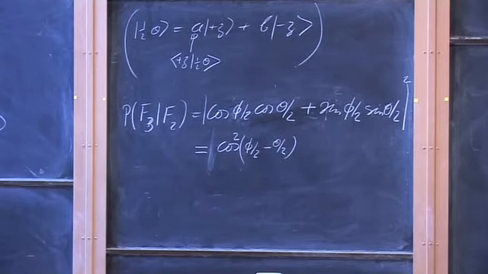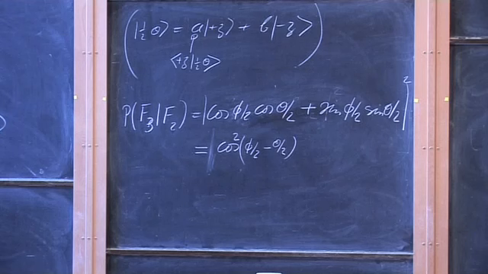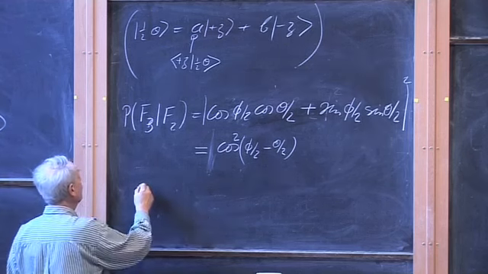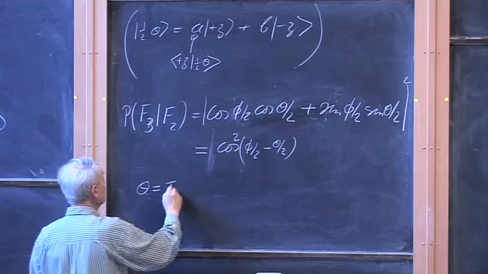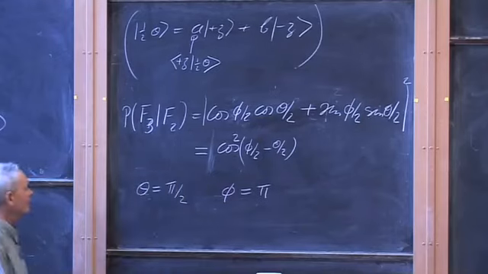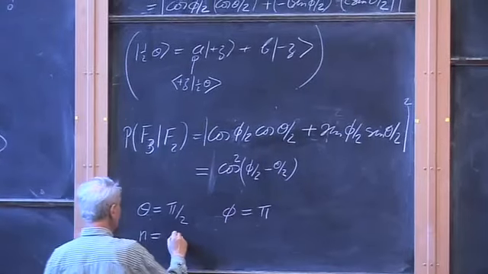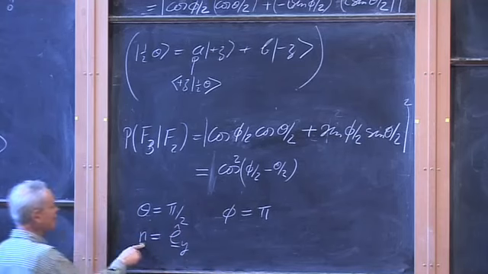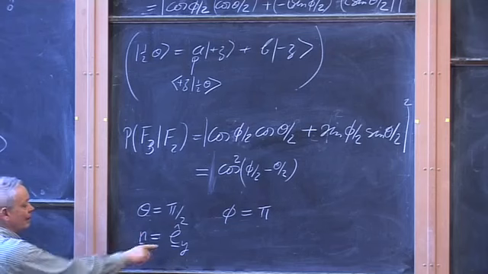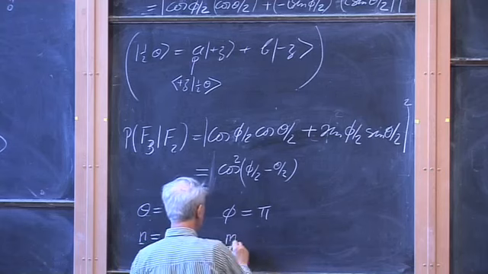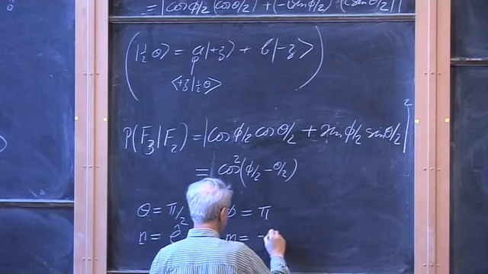Okay. Now we can learn something. We can get a little physical result here by considering the case that theta is equal to pi on 2, phi is equal to pi. What does that mean? That means that n is equal to e sub y. The axis of the second filter is equal to e sub y. You're measuring the spin in the y direction. The axis of this one, we'll call it m, is then equal to minus e sub z.